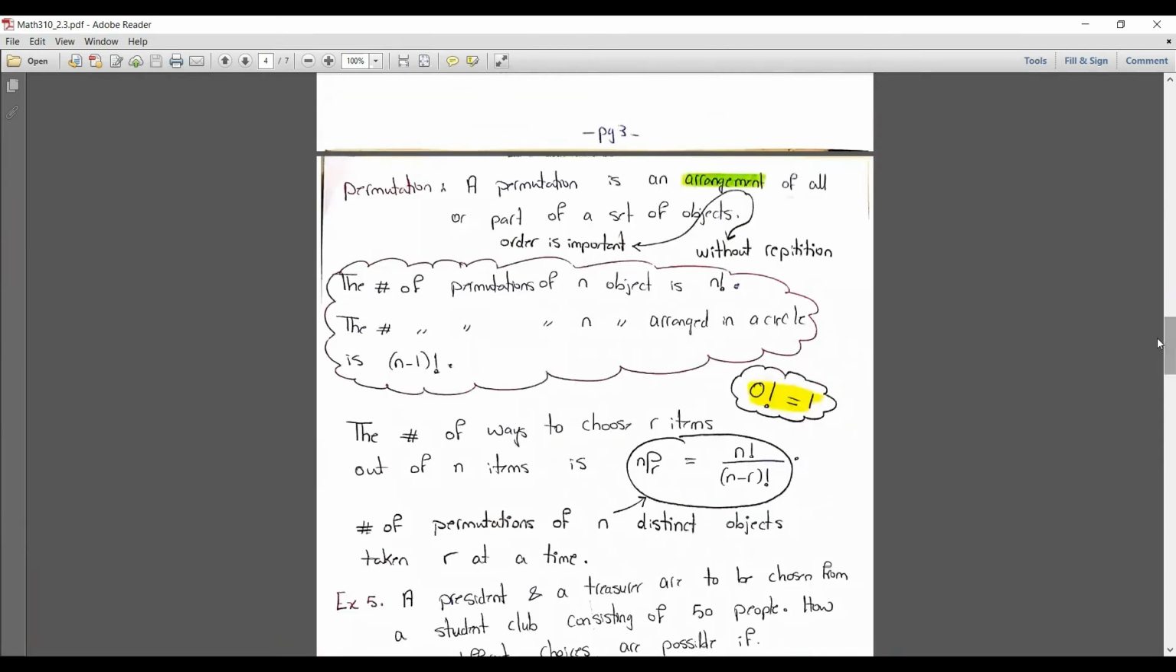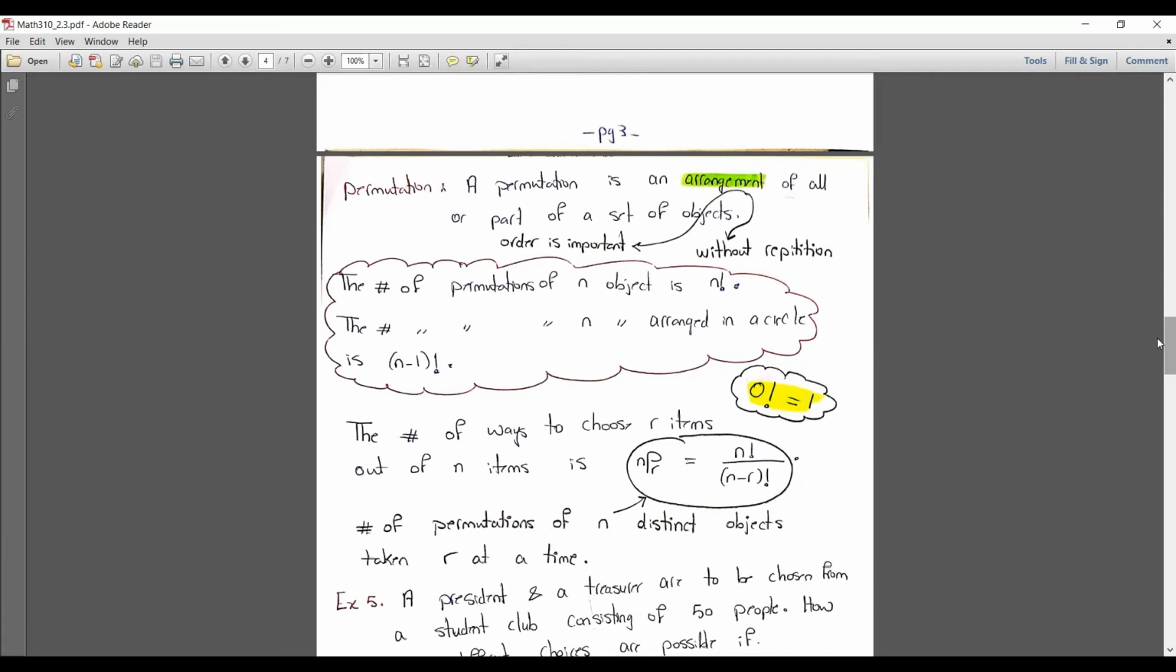Okay, guys, we talked about the product rule, we talked about the sum rule. Now we're going to talk about permutation. Permutation, from its name, it means arrangement. Arrangement means that the order is very important. Let's give some examples when the order is very important.